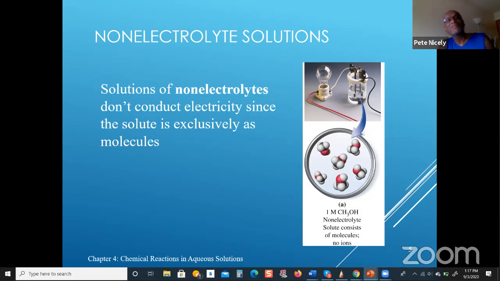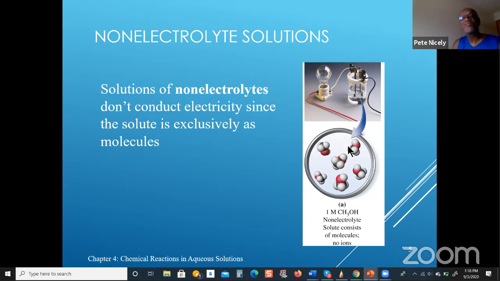So there are three types of solutions when it comes to their ability to conduct electricity. You have what are known as non-electrolyte solutions. These are solutions that do not conduct electricity. And this is found in solutions containing molecules, not ionic compounds, but molecules. So for example, a solution such as methanol or sugar solution, those are two examples of aqueous solutions that will not conduct electricity. And you can see that in this picture right here.